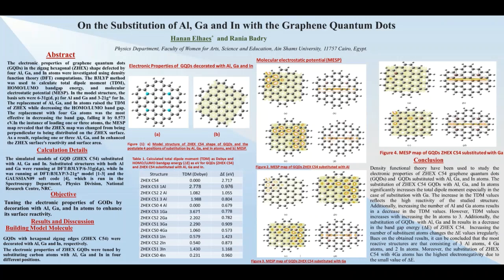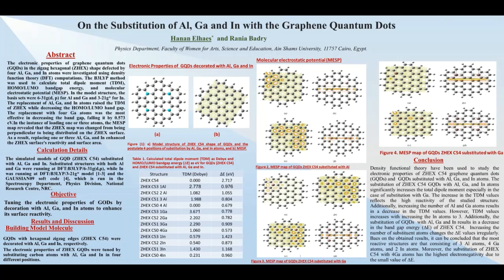The conclusion: density functional theory has been used to study the electronic properties of the proposed structure of zigzag hexagonal graphene quantum dots consisting of 45 carbon atoms and graphene quantum dots substituted with aluminum, gallium, and indium atoms. The substitution of Z hex graphene quantum dots with aluminum, gallium, and indium atoms significantly increases the total dipole moment, especially in the case of substitution with gallium. The increase in the total dipole moment values reflects the high reactivity of the studied structures.